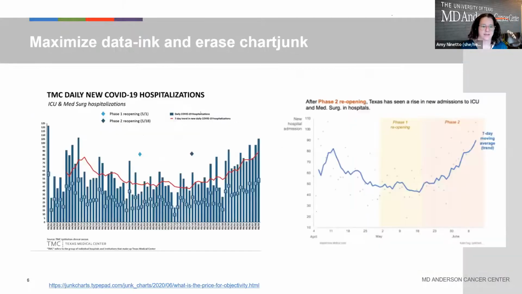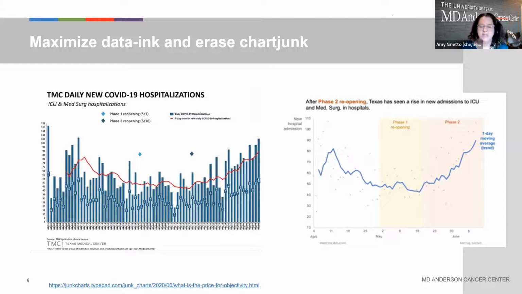So let's look at an example. This is an example of two graphs that approach this question of data ink and chart junk kind of differently. On the left, you see a graph from, I think, 2020, from the TMC's COVID-19 dashboard, and it shows hospitalizations and the 7-day daily hospitalization trend.